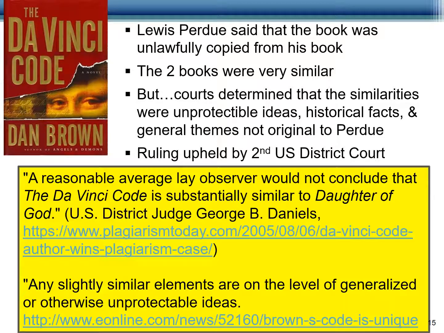As U.S. District Judge George B. Daniels ruled in April 2006, quote, "A reasonable average lay observer would not conclude that the Da Vinci Code is substantially similar to Daughter of God." So our reasonable person came back again, and we'll keep seeing this person who isn't always so reasonable. Further, Judge Daniels said that, quote, "any slight similar elements are on the level of generalized or otherwise unprotectable ideas."